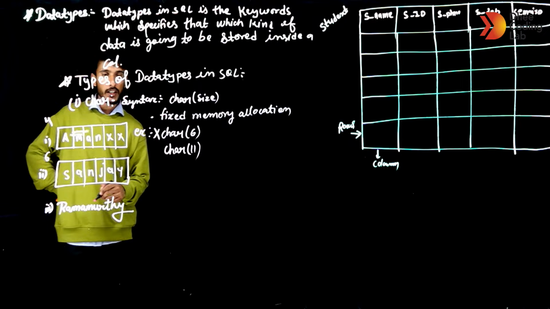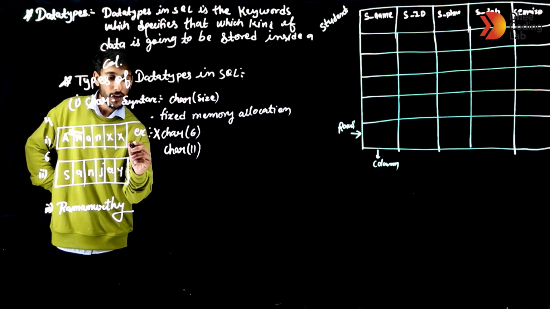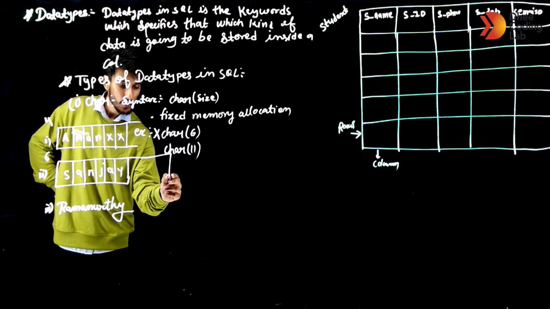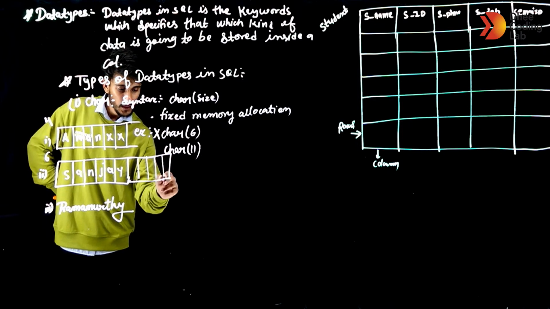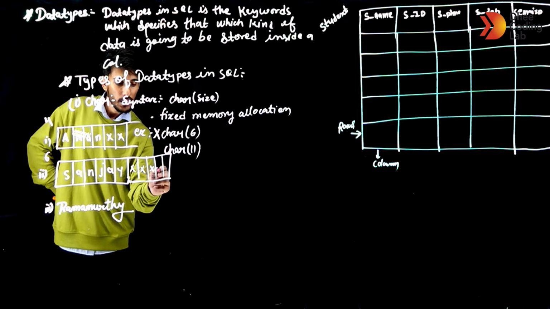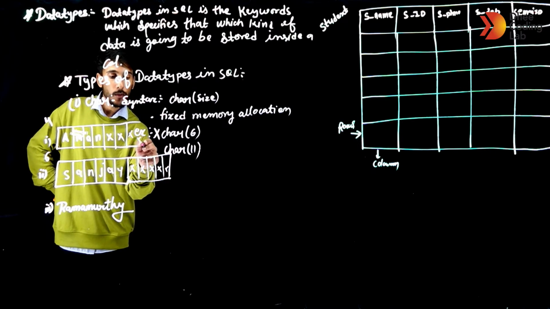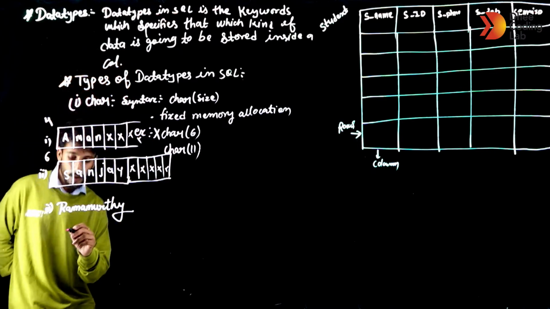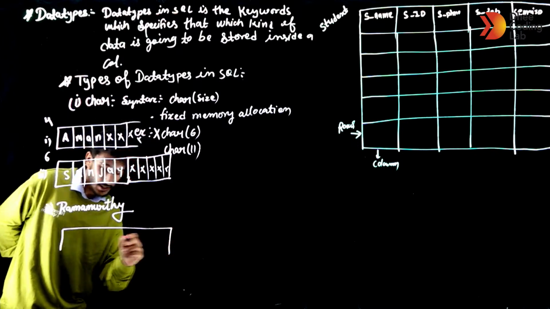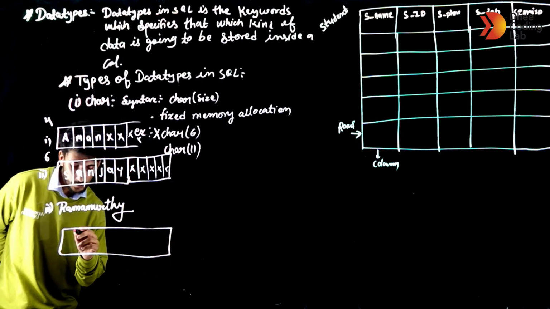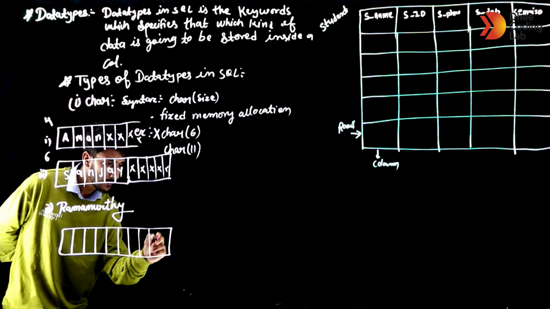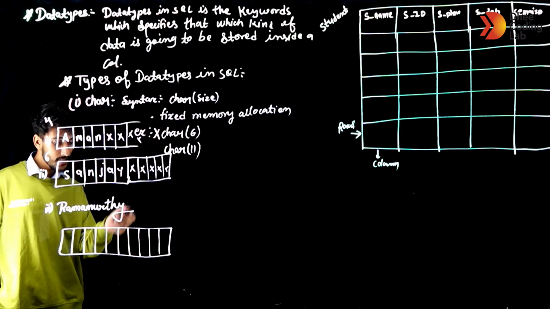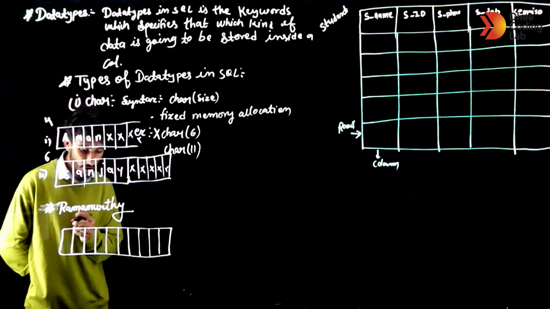Now how many boxes will be created? Here also 5 boxes will be created. Now 5 boxes will get wasted here. All the remaining boxes will be wasted here. Now again 11 boxes will be created. See how nicely I am drawing it.